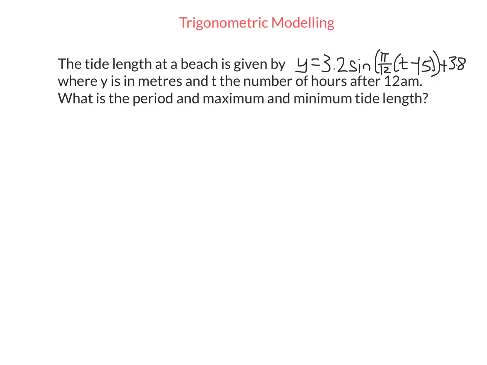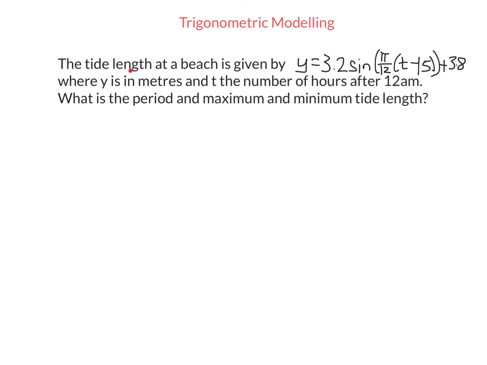So there's two types of modeling questions. Firstly, where you'll be given the equation. Secondly, where you have to come up with the equation. So trigonometric modeling is very useful in things that show periodic data, and tide length is one of those. The tide length goes up and down, day after day. That's what I mean by periodic modeling.